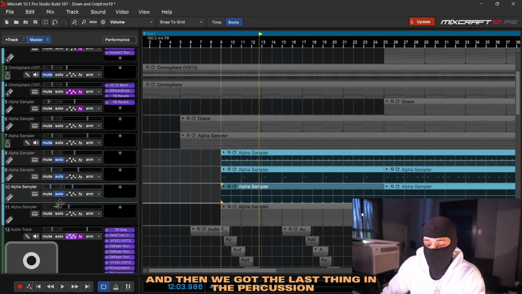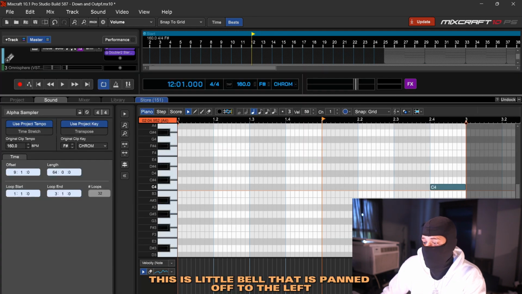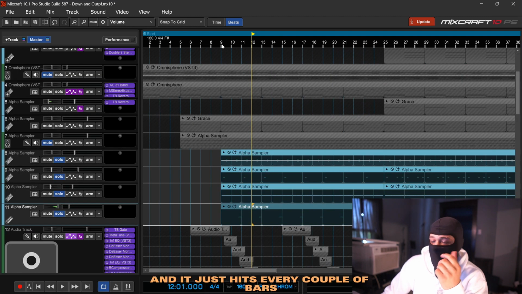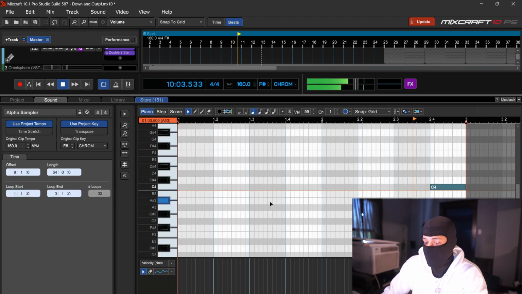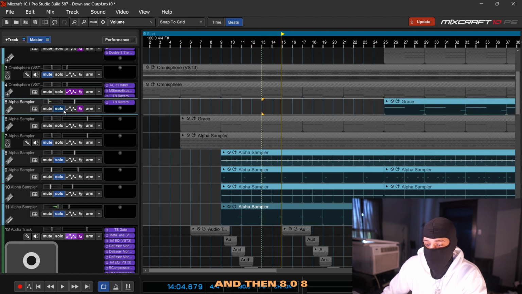That's it. And then we got the last thing in the percussion. This is this little bell that is panned off to the left. It just hits every couple of bars. Very simple triangle. Right? And then 808. 808, simple.